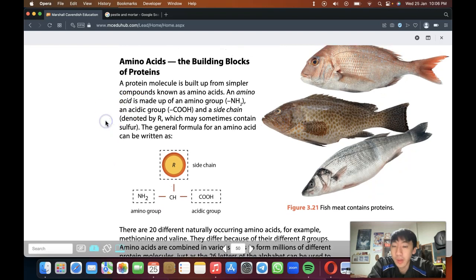Okay, so a protein is made up of many amino acids. And inside an amino acid, it contains 3 different parts.